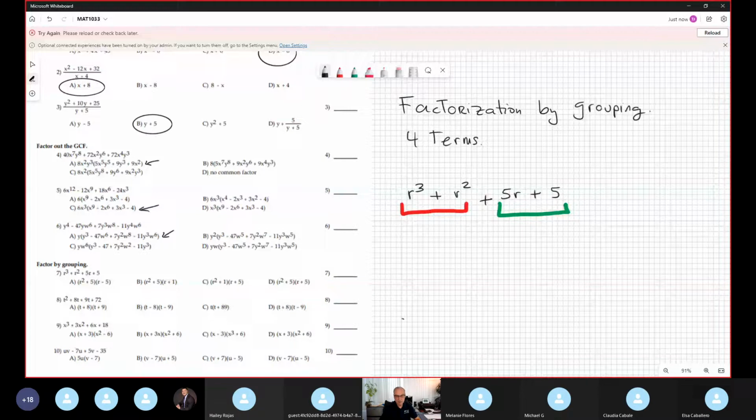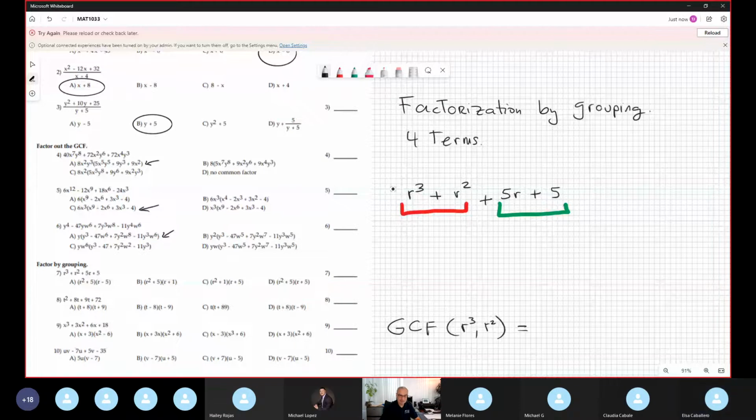Let me go over here. GCF between R cubic and R squared. I forgot temporarily the green part. I focus it in the red part. And what is the greatest common factor between R cubic and R squared? Help me.